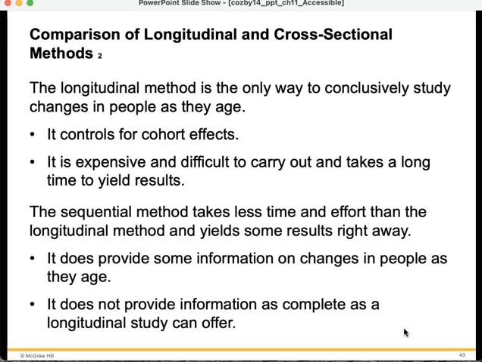The sequential method takes less time and effort than the longitudinal method and yields some results right away. It does provide some information on changes in people as they age, but it does not provide information as complete as a longitudinal study can offer.